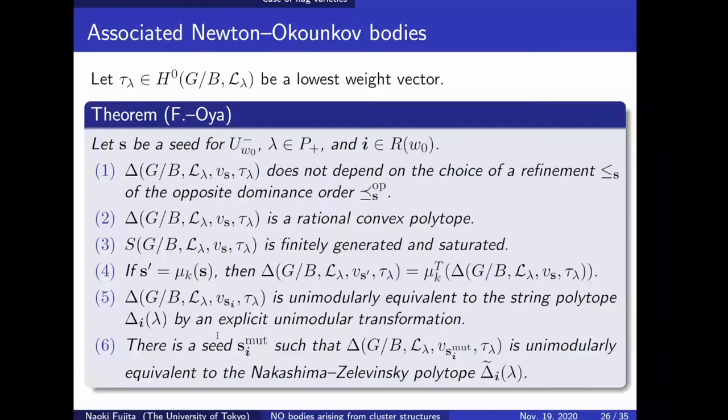In addition, these Newton-Okounkov bodies are related by the tropicalized cluster mutations. And if we take a seed S_i and mutate appropriately, then the representation-theoretic polytopes, string polytopes, and Nakashima-Zelevinsky polytopes are contained. These are realized as Newton-Okounkov bodies associated with cluster structures. This gives a certain family of Newton-Okounkov bodies which have sufficiently good properties and contain such representation-theoretic polytopes.